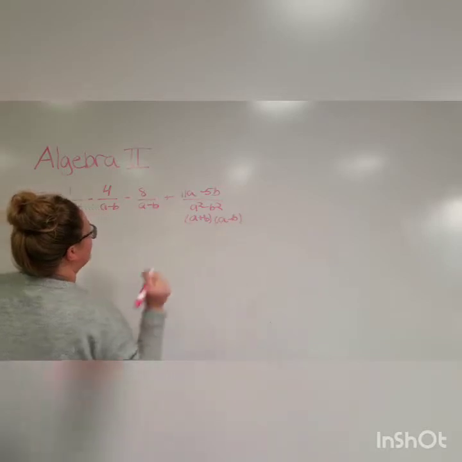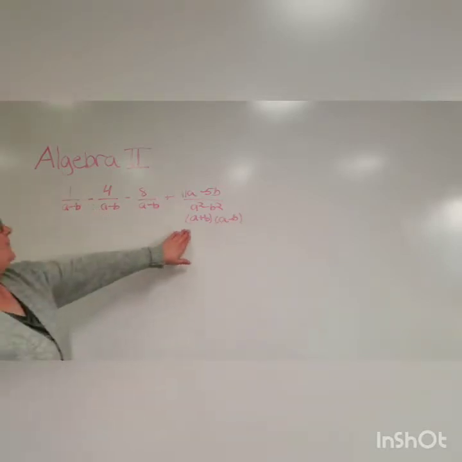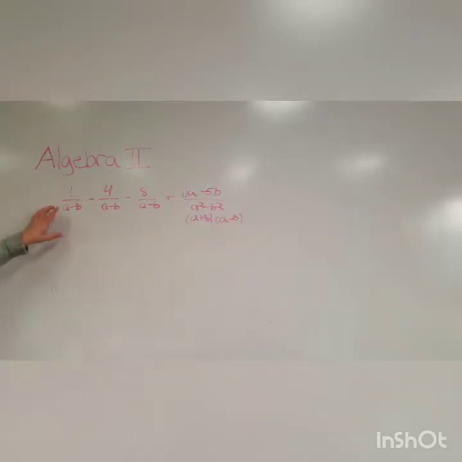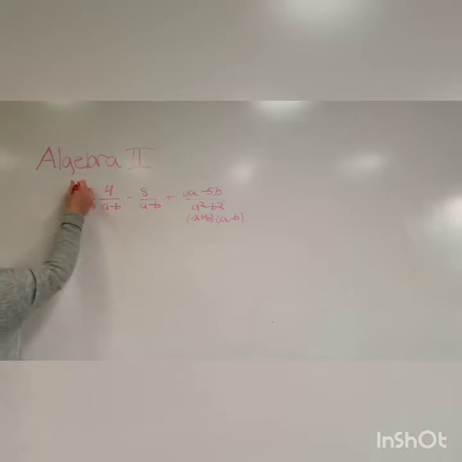So that is actually your common denominator, A plus B and A minus B. So this one, your first fraction only has A minus B. That means we got to multiply it by A plus B. And if we multiply the bottom by A plus B, we got to multiply the top by A plus B.